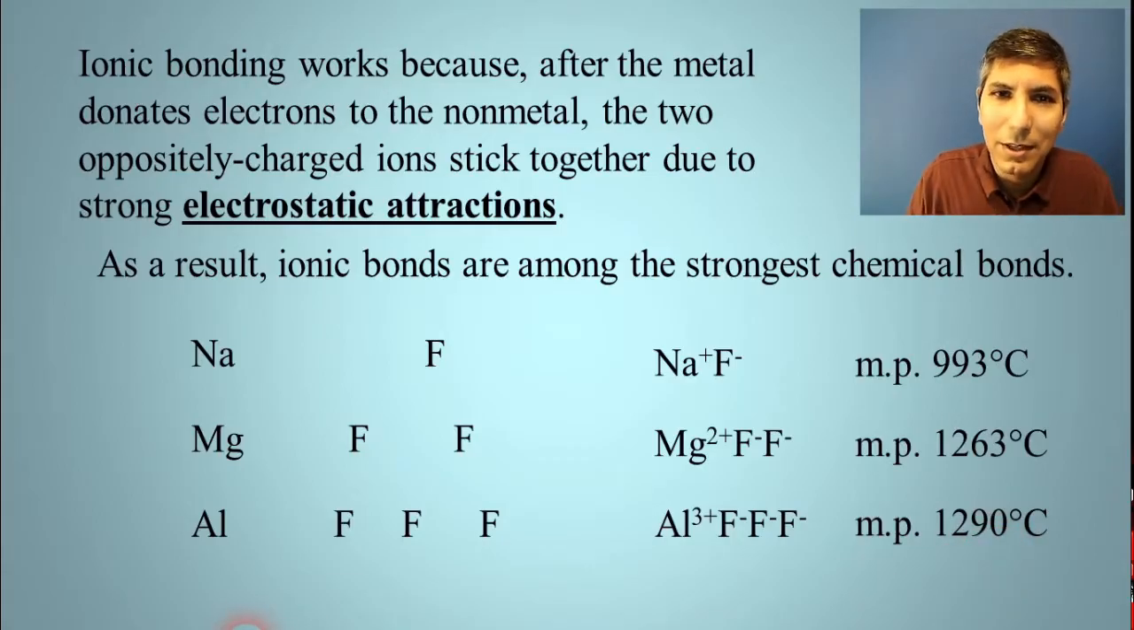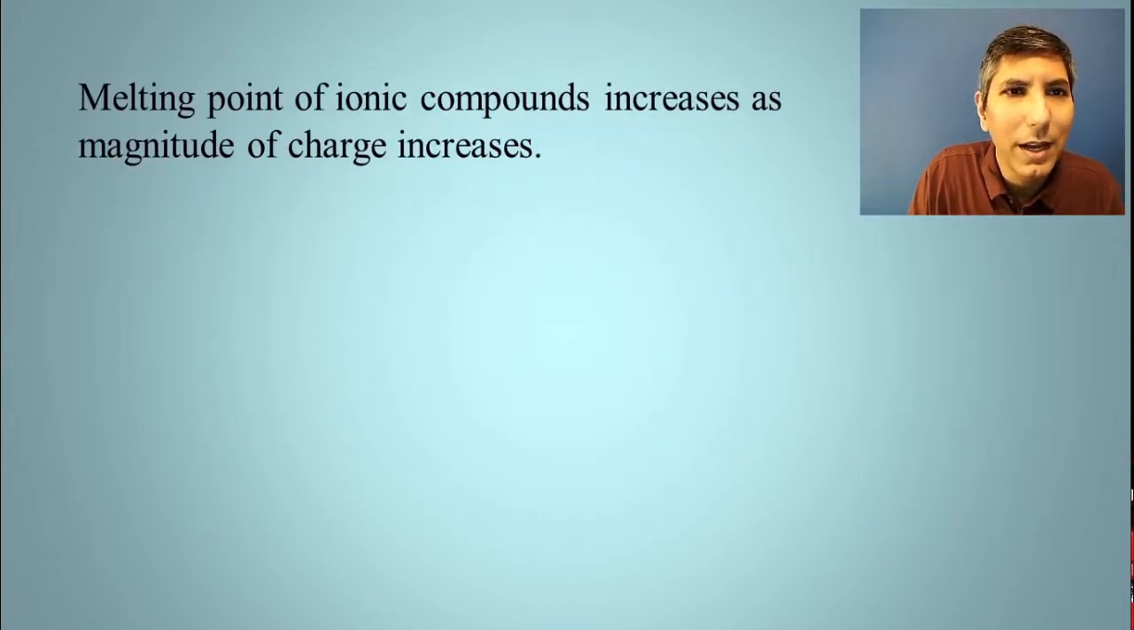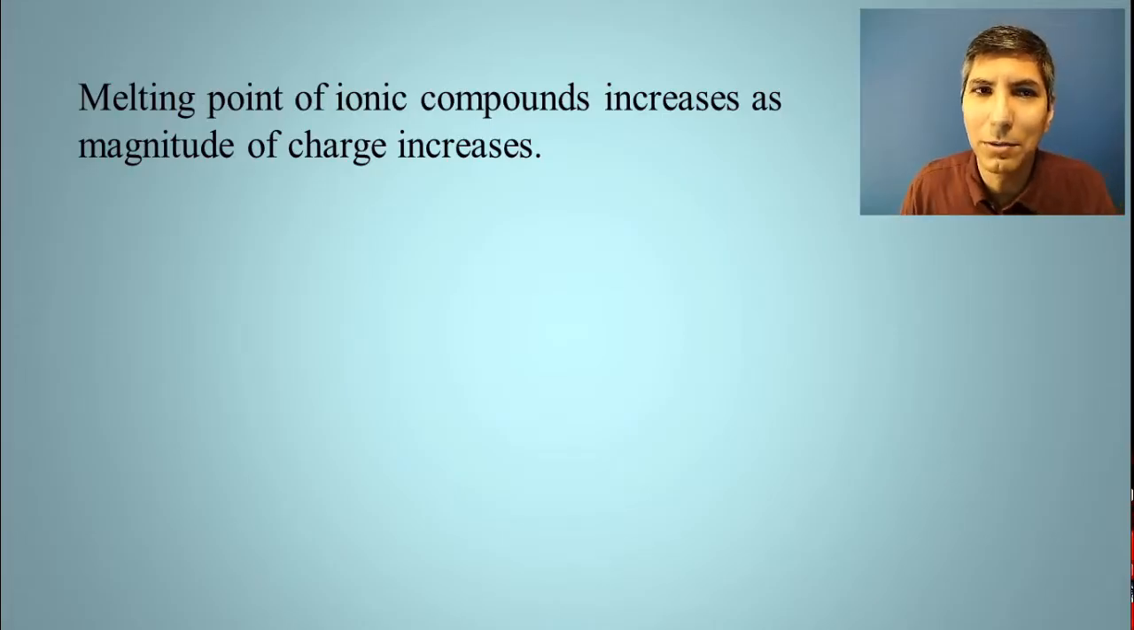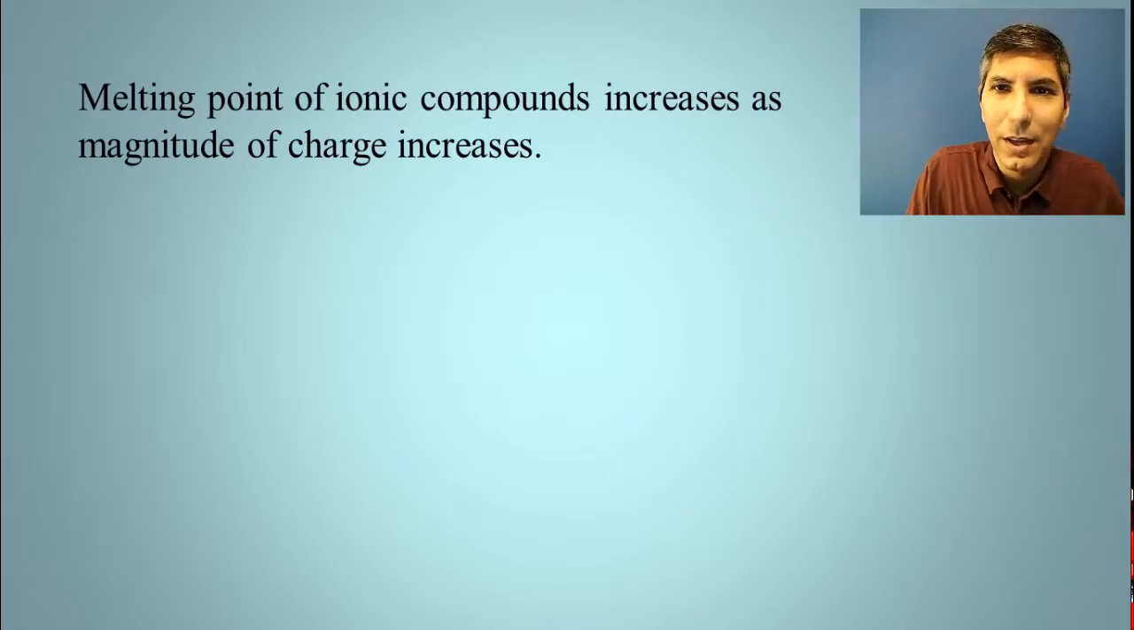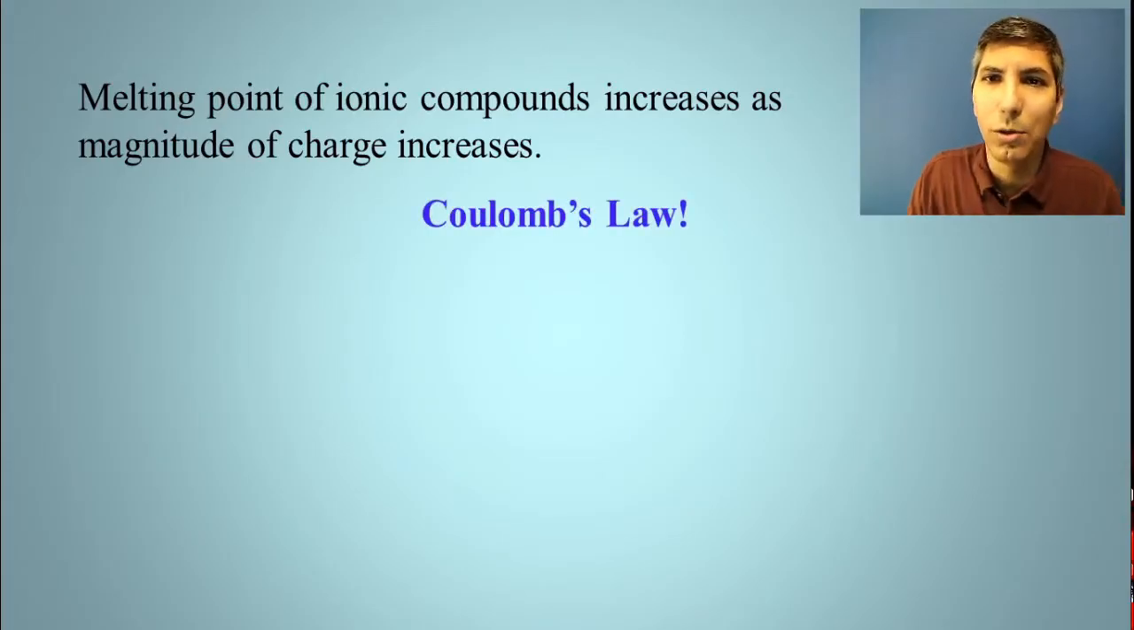Now, you might notice that there seems to be a pattern here. There is an ascending melting point. Now, why is that the case? Well, it has to do with the fact that when the magnitude of the charge increases, the melting point increases. Now, you might remember that this is an application of Coulomb's law that we learned back in Unit 1.